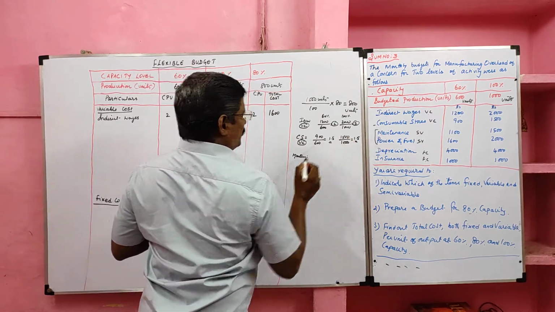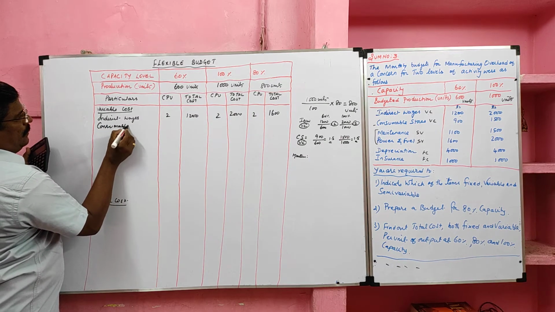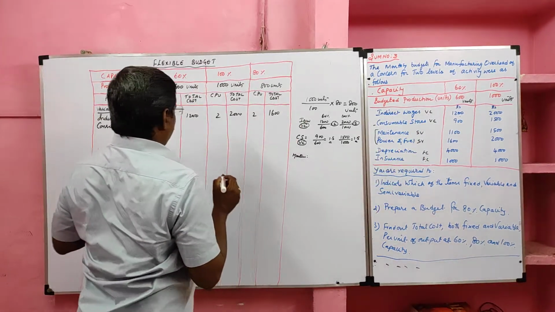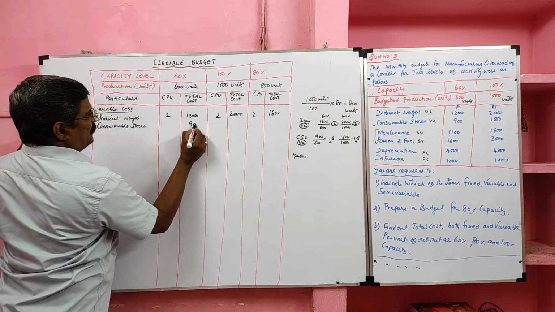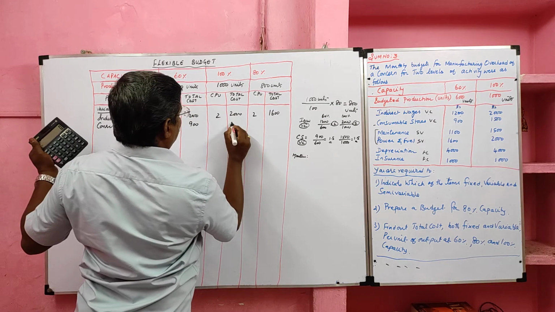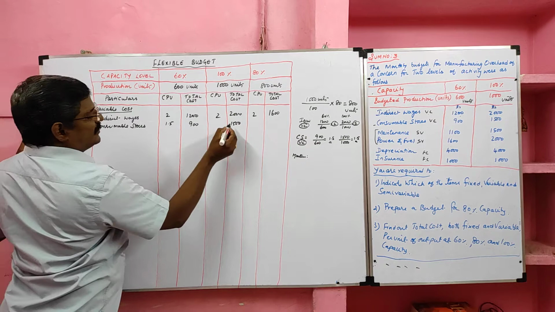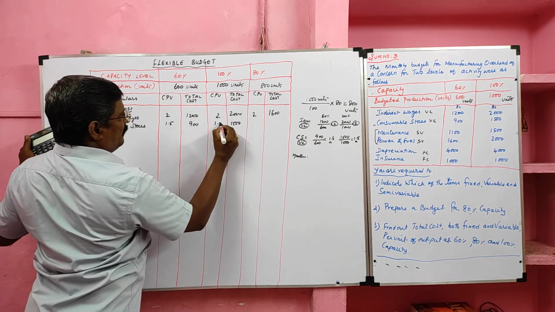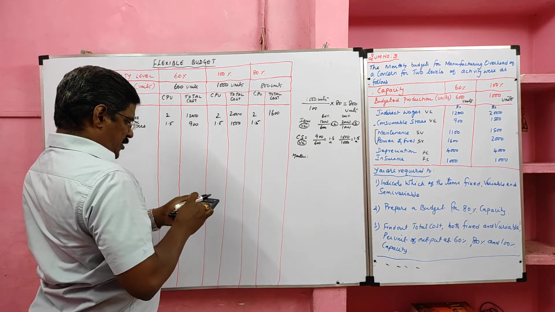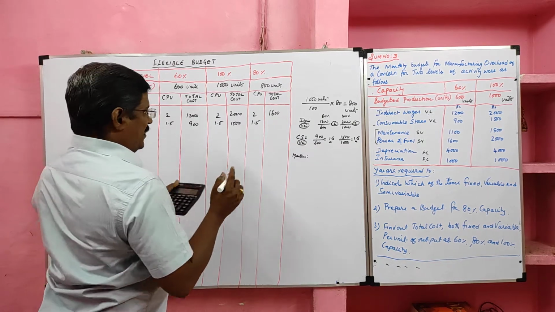Then consumable stores. Total cost incurred 900 rupees for 600 units. For 1000 units, they incurred 1500. So 900 divided by 600, we are getting 1.5. 1500 divided by 1000, we are getting 1.5. So same 1.5 we can write here. So 1.5 into 800, we are getting 1200.